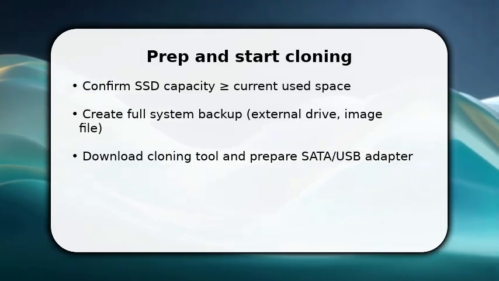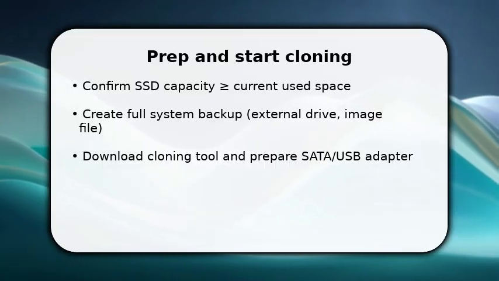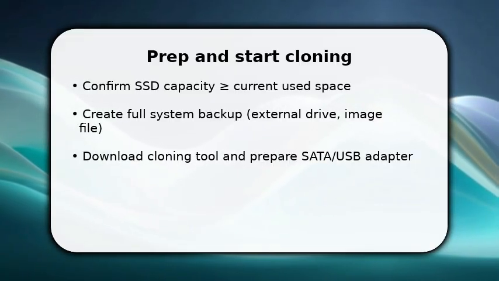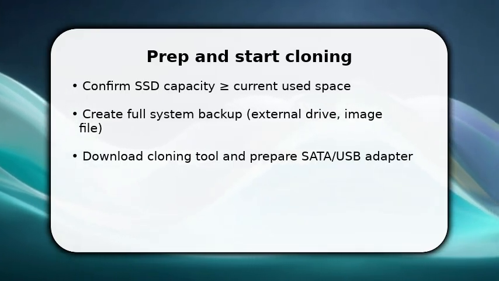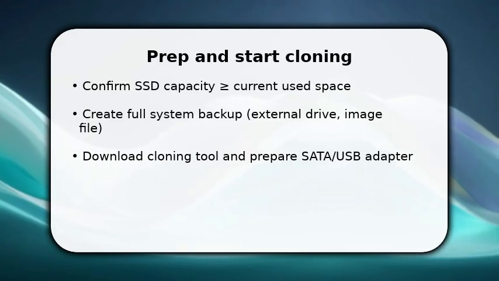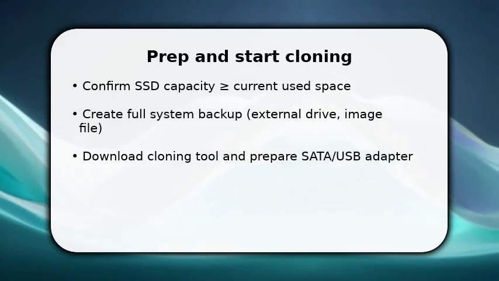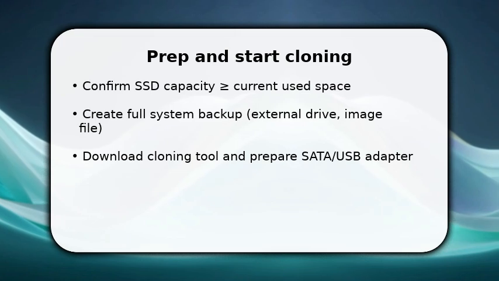Launch the cloning utility and select the system disk as source and the SSD as target. Make sure to enable sector by sector or intelligent cloning per your tool. This preserves boot records and partitions. Start the clone and monitor for errors before proceeding.